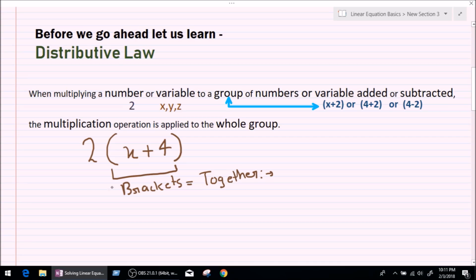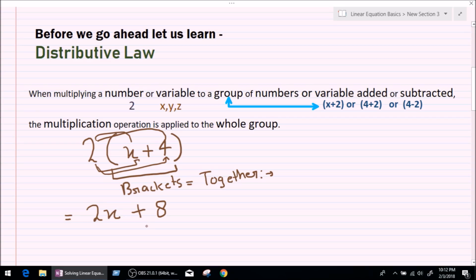And by that I mean that if any operation like multiplication is applied to this bracket, it is going to be applied to x and 4 together. Why? Because they are in brackets. They are actually considered as a term because they are together. So let us just break it down. 2 times x is going to be 2x, plus, because there's a plus right there, 2 times 4 is going to be 8.